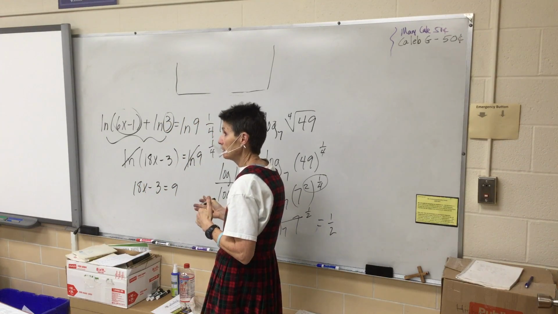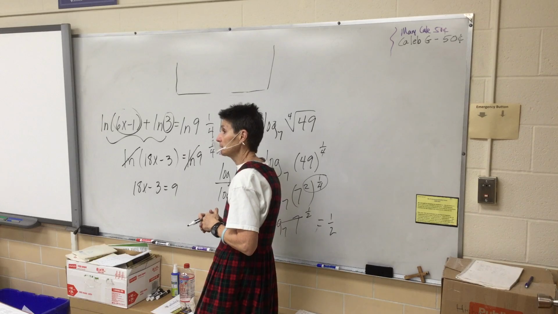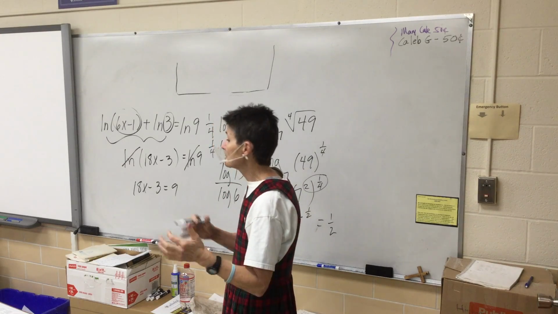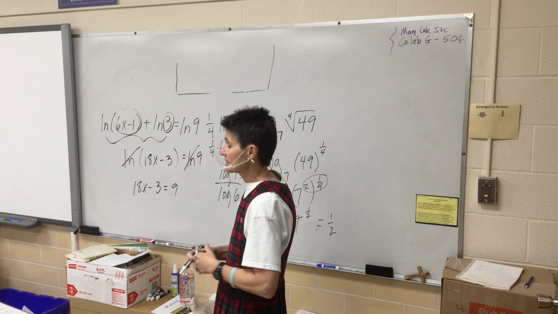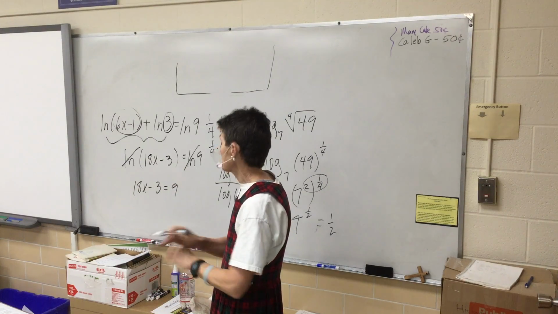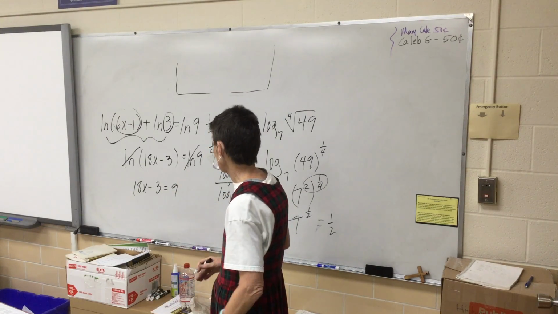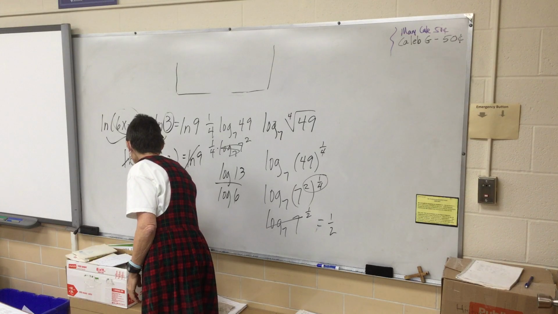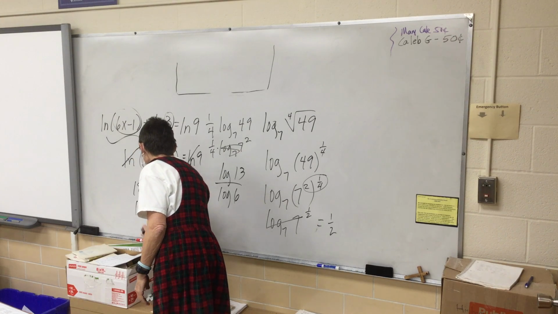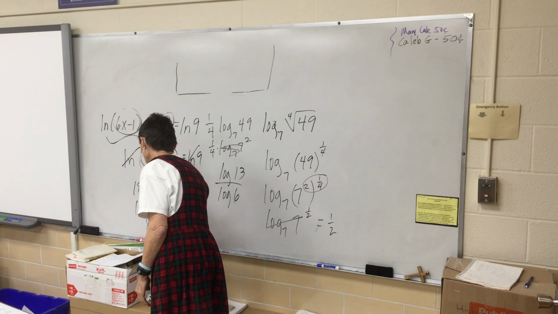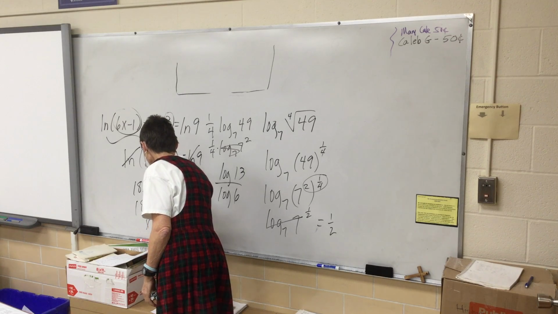ln is log. ln is log base e. Yeah, there's no difference there. It's just a different base. It's like having a base 7 versus a base 6. The properties are the same. So 18x equals 12, and x equals 2/3.